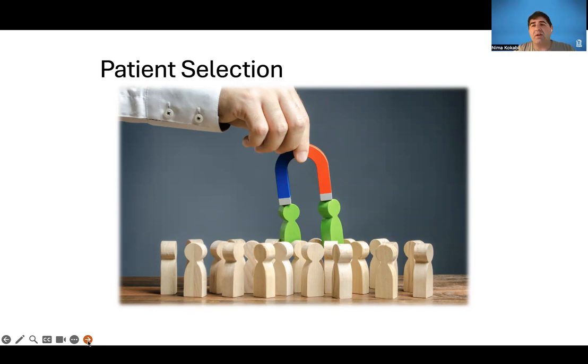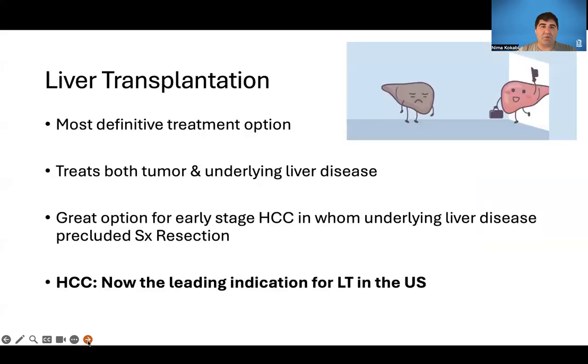But you should be aware that, just like any other cancer treatment, patient selection will dictate how successful your outcome will be afterwards. Let's start with liver transplantation.